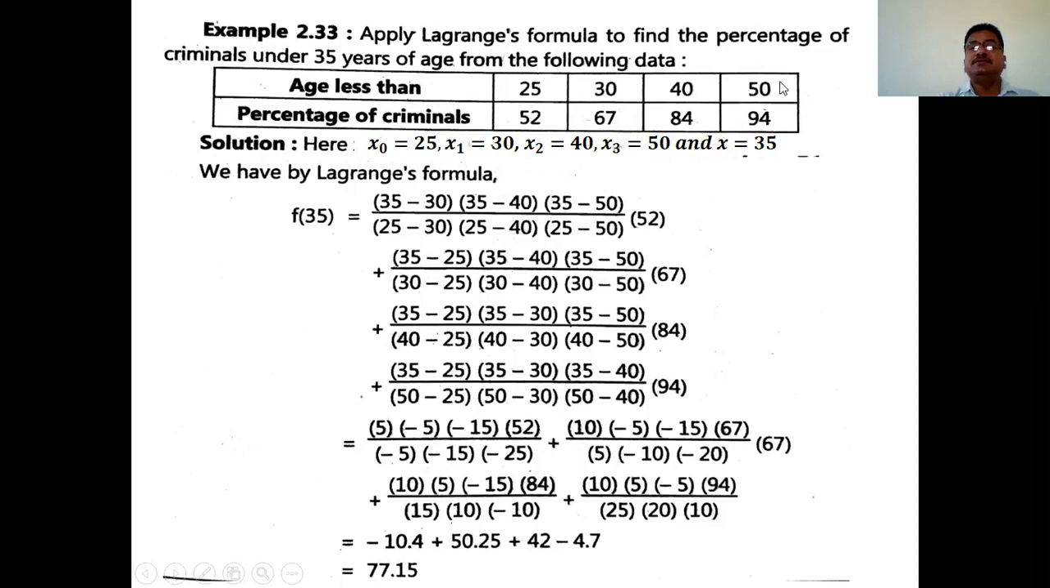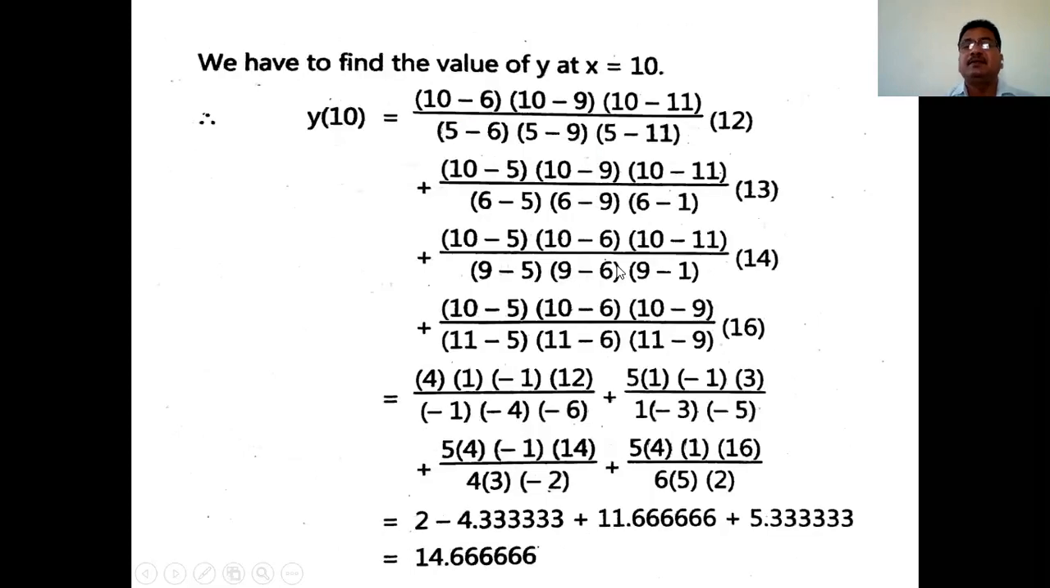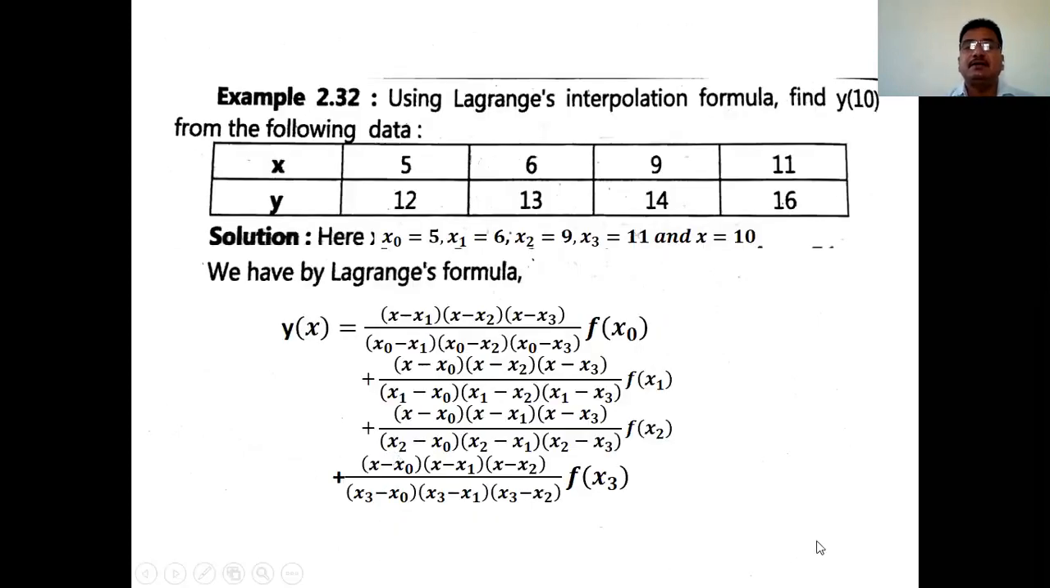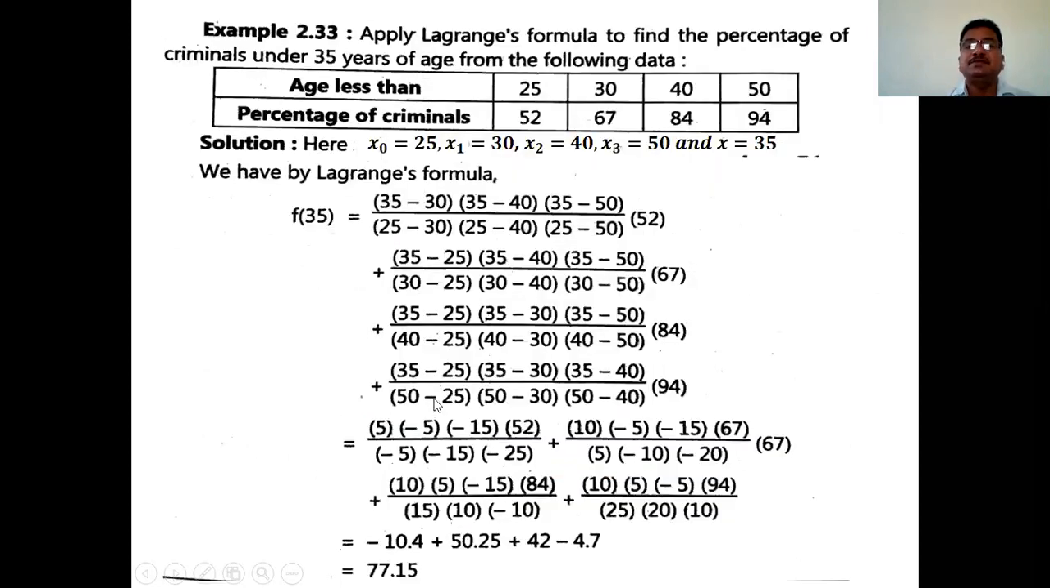So this first row is the values of x, and the second row are the values of f, the function y or fx, and denote these values of x by x naught, x1, x2, x3. And what is x? X is 35, because we have to find the value corresponding to 35. And then write the Lagrange's interpolation formula for 4 values, similar to this problem. This is the formula that contains 4 terms. So write this formula and substitute the values. We get the answer 77.15.